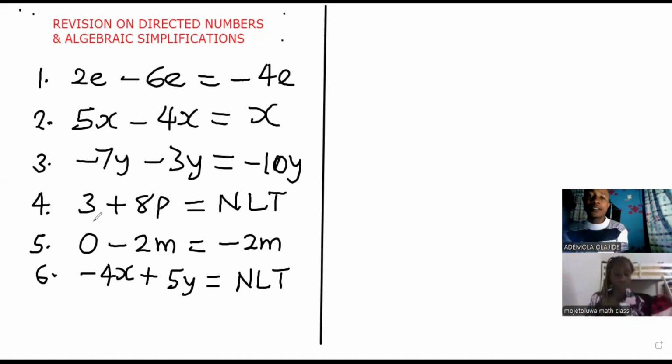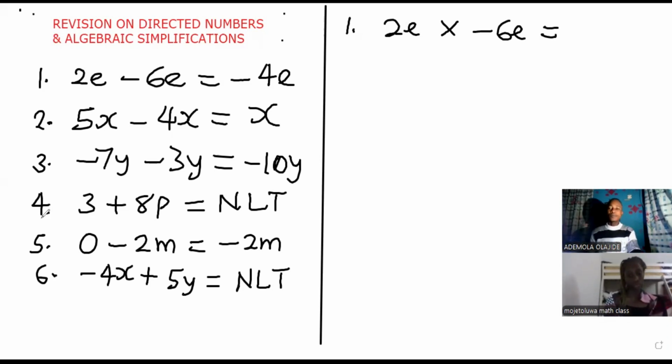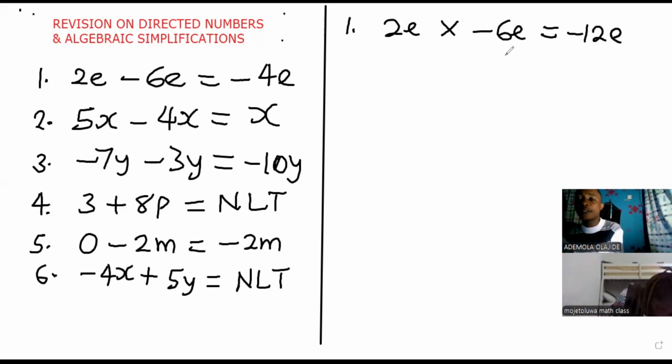Now, the second part of our class is, suppose you now have 2e multiplying negative 6e. 2e to multiply negative 6e. What will be the result? Okay, so this is going to be negative 12e squared. Very good. Absolutely correct. Can you explain how you got this?